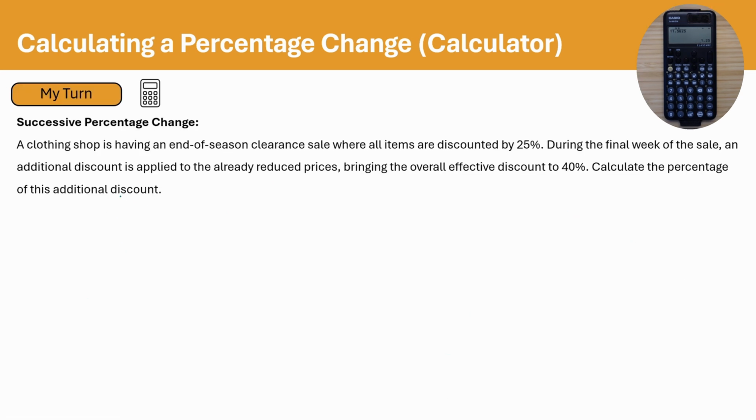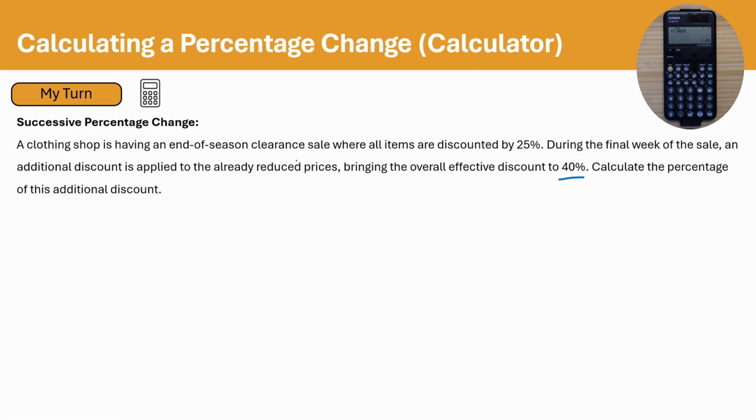The last example we're going to look at is a successive percentage change. A clothing shop is having an end of season clearance sale where all items are discounted by 25%. During the final week of the sale, an additional discount is applied to the already reduced items, bringing the overall effective discount to 40%. Calculate the percentage of this additional discount.